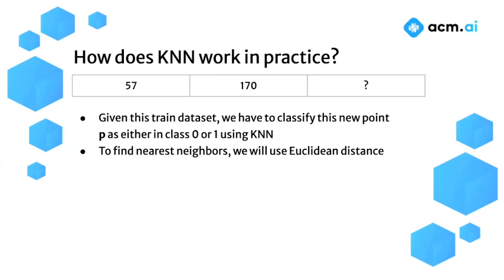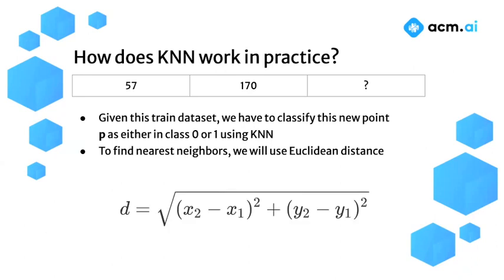All right, so given this data set, we're going to classify this new point P as either a 0 or 1, and that's our point P right here, 57 and 170. The first step that any KNN algorithm will do is use the Euclidean distance, right? We have our distance formula from a couple of slides ago, and we're going to calculate that for every single point in our data set.